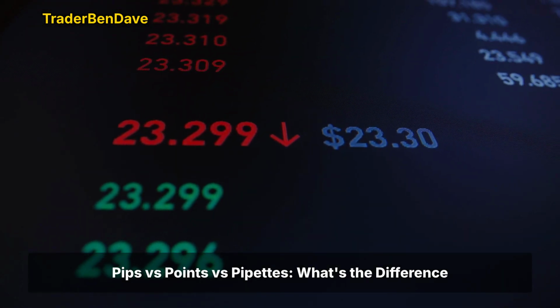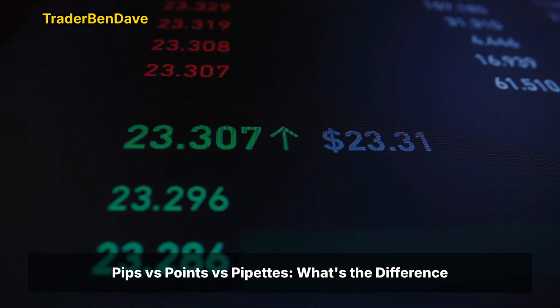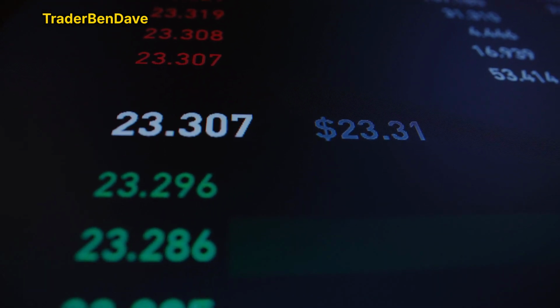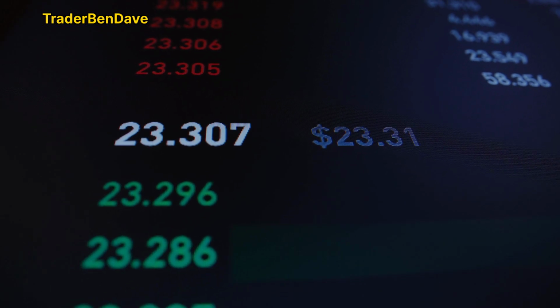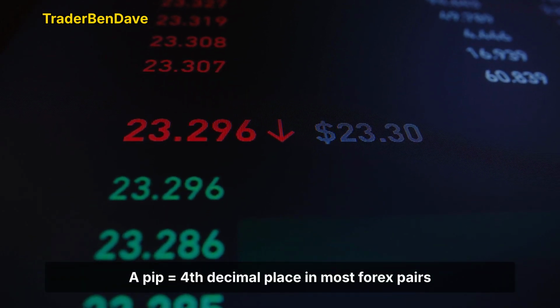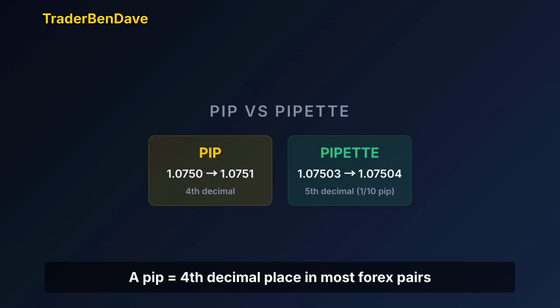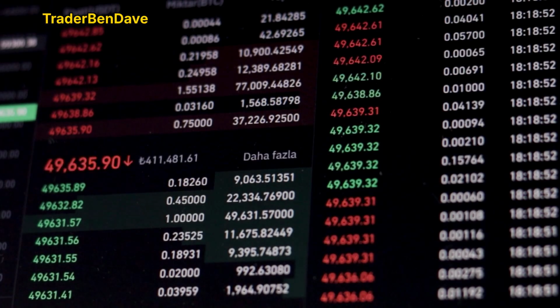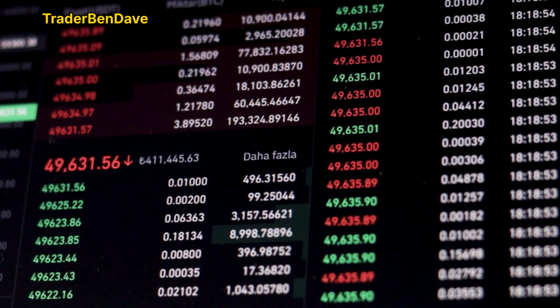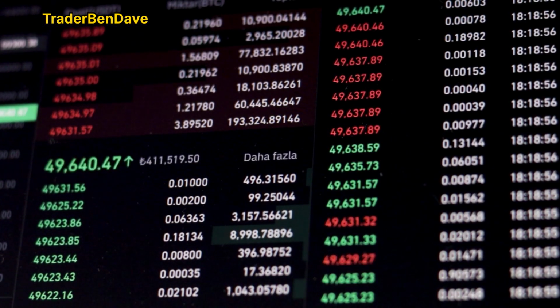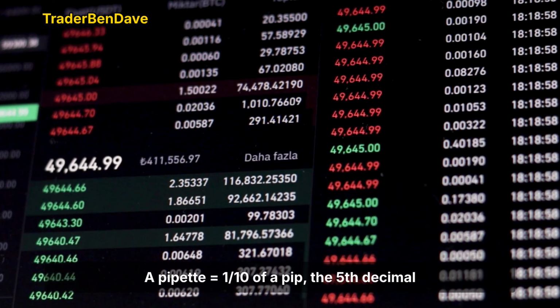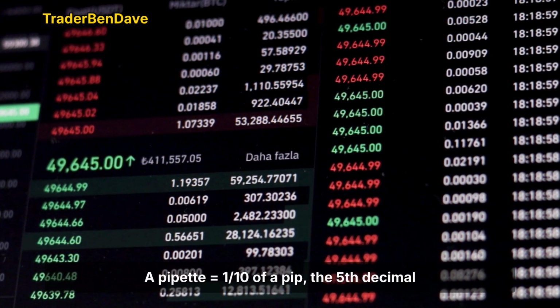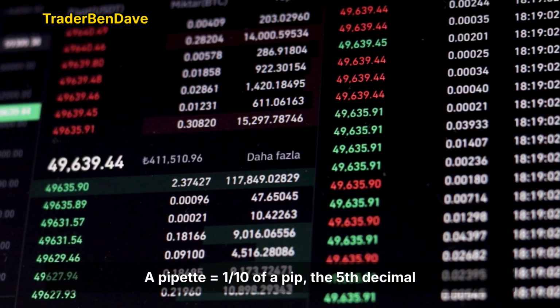Pips, points, and pipettes. Traders throw these words around constantly, but they don't all mean the same thing, and mixing them up costs you money. A pip is the standard unit of price movement in forex. For most pairs, that's the fourth decimal place. Euro USD moving from 1.0750 to 1.0751 is 1 pip.